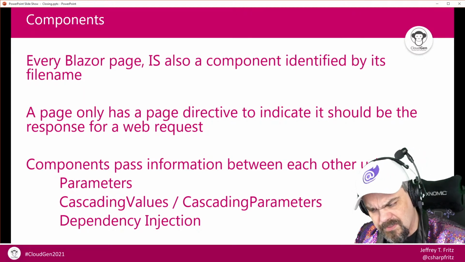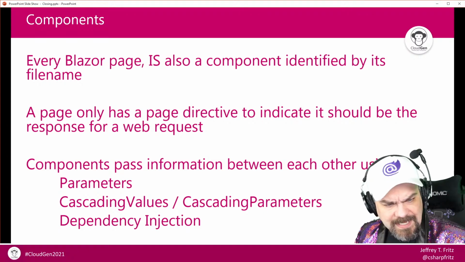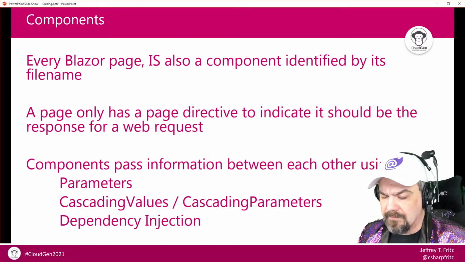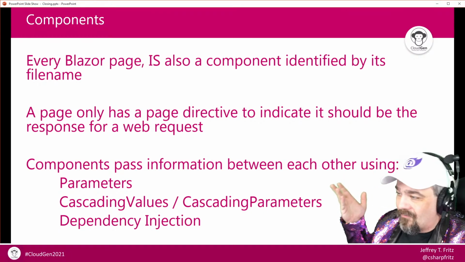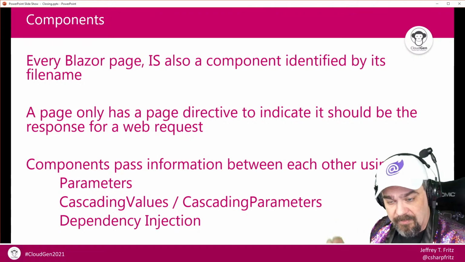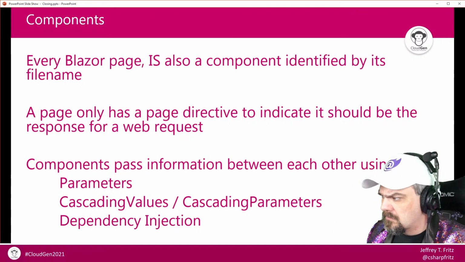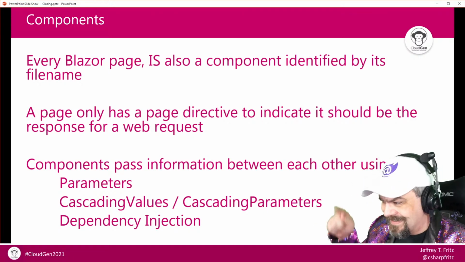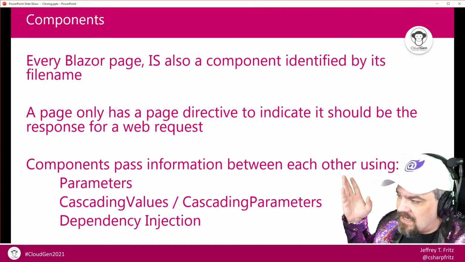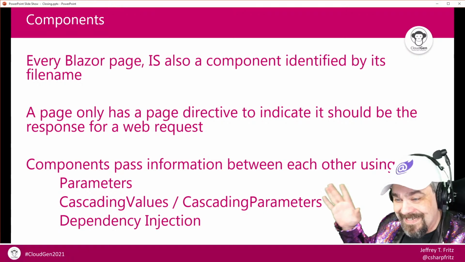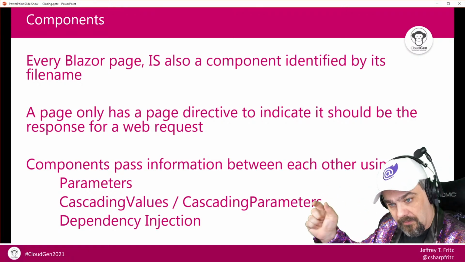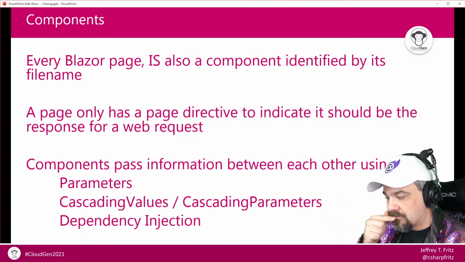components. So we saw that survey prompt component. How's that used? How do we create that? How do we do more with that? Well, in Blazor, every Blazor page is also a component identified by its file name. So I can actually nest pages inside of pages. A page has that page directive at the top that indicates it should be the response for a given folder location on a web request.